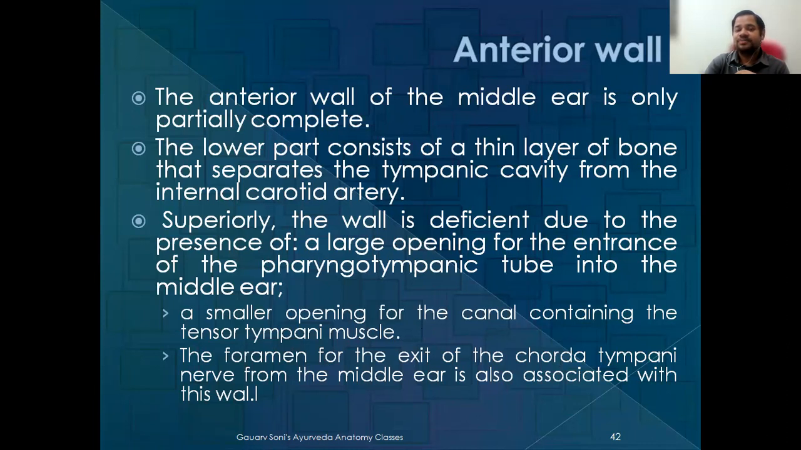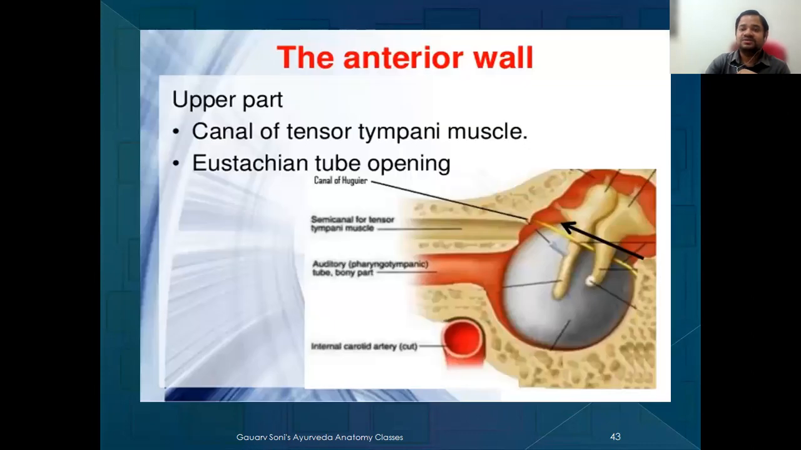Again, it is partially complete. The lower part is completed with bone, which separates it from the carotid artery. On the superior side, it is deficient due to the large opening for the entrance of the pharyngotympanic tube. Then again, there is the opening for the tensor tympani muscle, and a small foramen for the exit of chorda tympani nerve also. You can see both things: a canal for the tensor tympani muscle and the pharyngotympanic tube. Then there is a thin bone, and after that thin bone, the internal carotid artery can be seen.